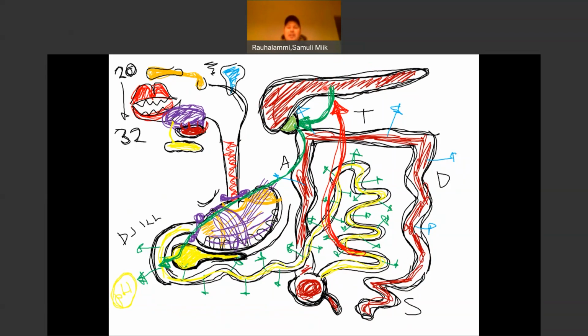So liver produces bile, and that bile gets stored in gallbladder. So gallbladder's role is to store and concentrate that bile. Sometimes this concentration is too extreme, so we can end up forming gallstones, and that would be then a problem. But normally that's not an issue.